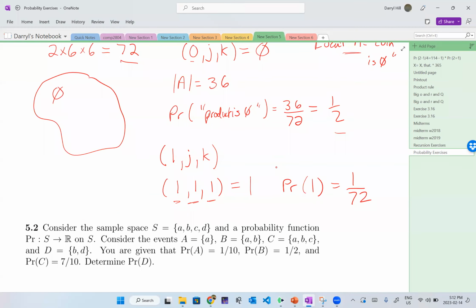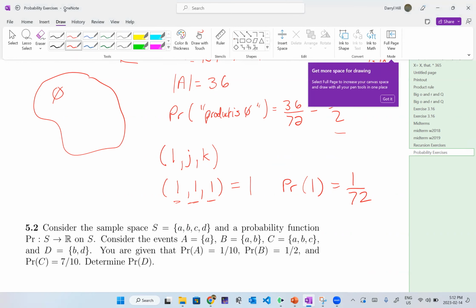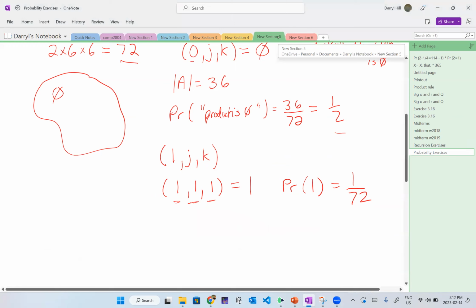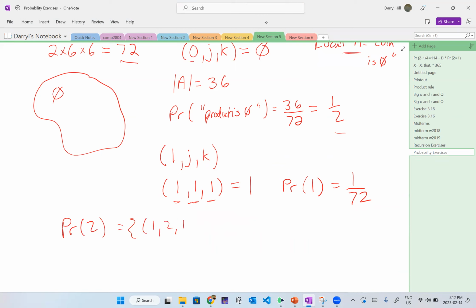If I wanted the probability of 2, I would look at all of the outcomes where my product is 2. So this is 1, 2, 1, or 1, 1, 2. Each of those has a probability of 1 over 72. So this is 2 over 72, or 1 over 36. So the probability of 0 is 1/2, the probability of 1 is 1 over 72, the probability of 2 is 1 over 36. And I can keep going like this.